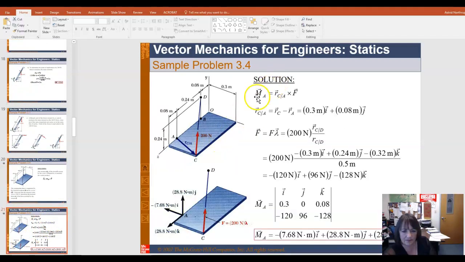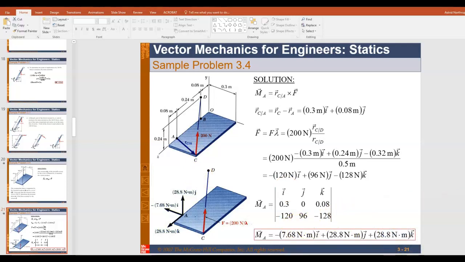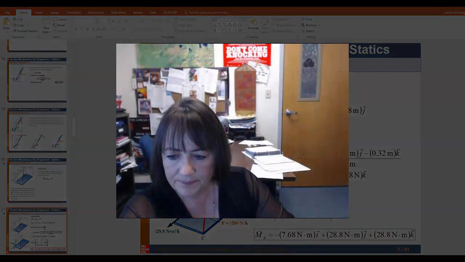So basically, we say that the moment about point A is equal to R from C to A, which they're comfortable finding. We could have also found it from D to A. Then the force, the tension is pulling up, so we find lambda along that force, multiply it by the magnitude which we're given, and we compute a value of the moment, which has a negative i component, a positive j component, and a positive k component.